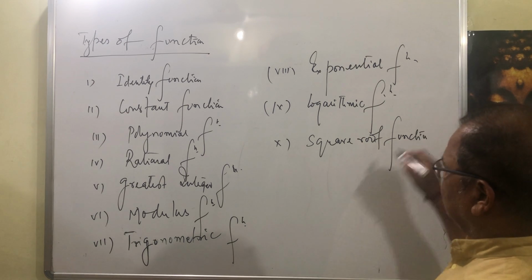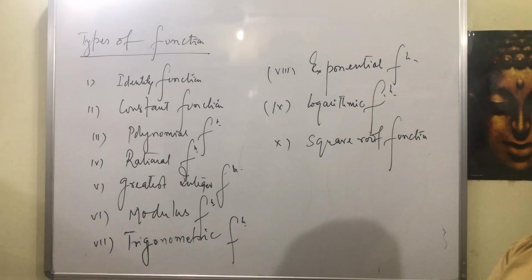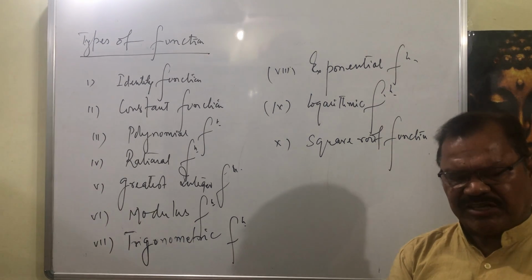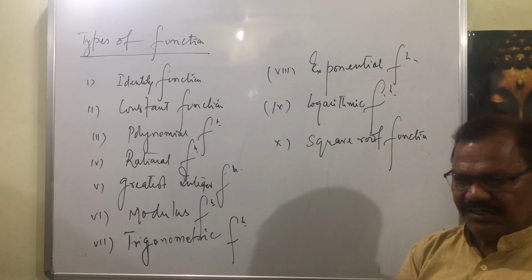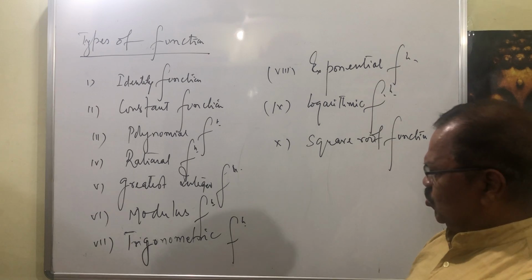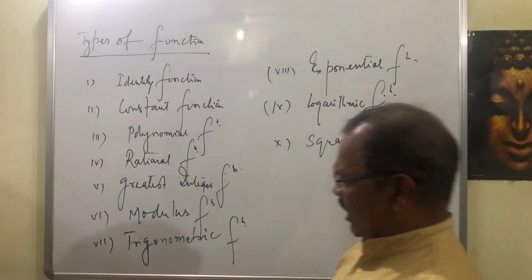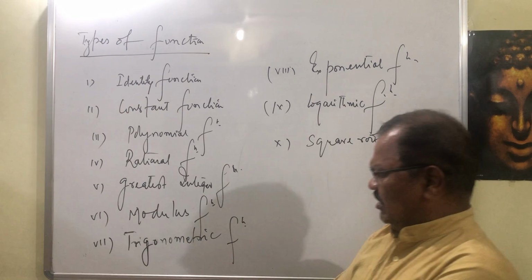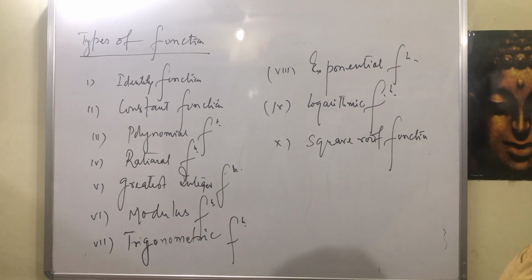Now these functions have got their own characteristics. A characteristic like that, the domain and codomain are changing, domain and range are changing here. So let us say first identity function. So these are the types of functions. So we shall see all these functions one by one in my later lectures. So let us see the first, identity function.